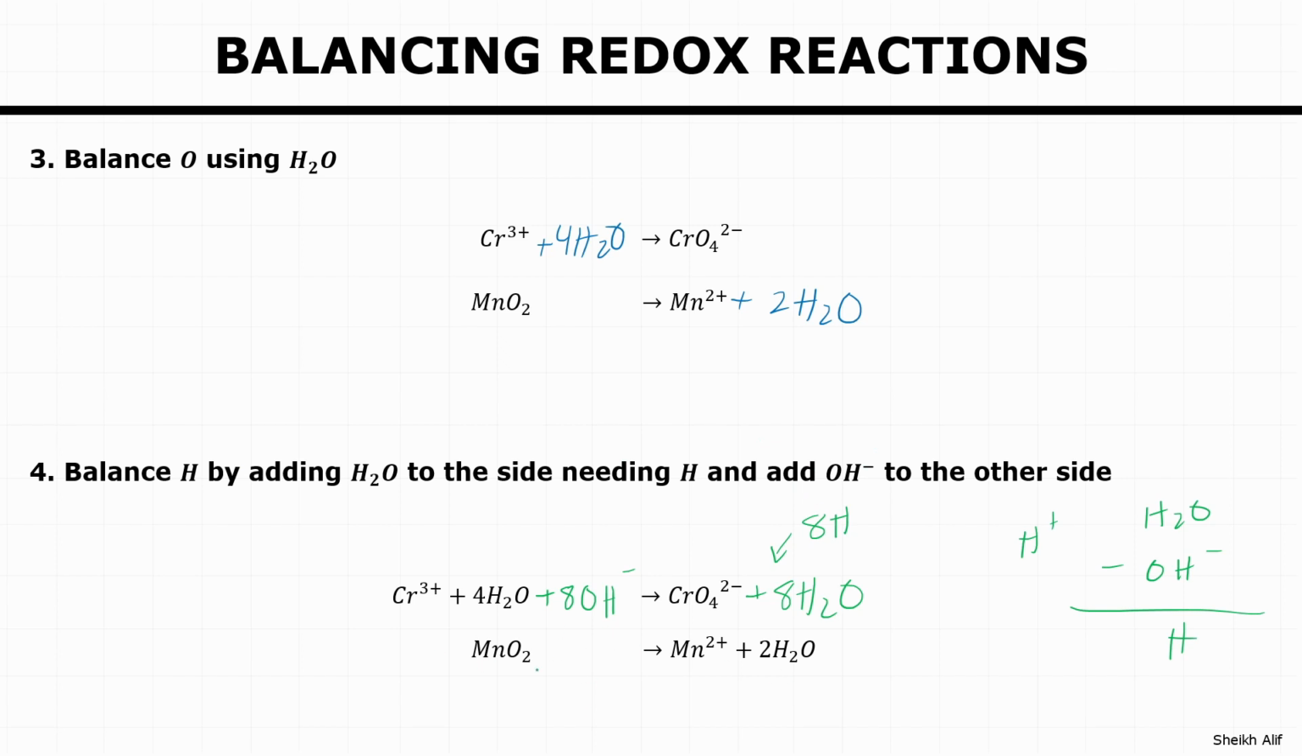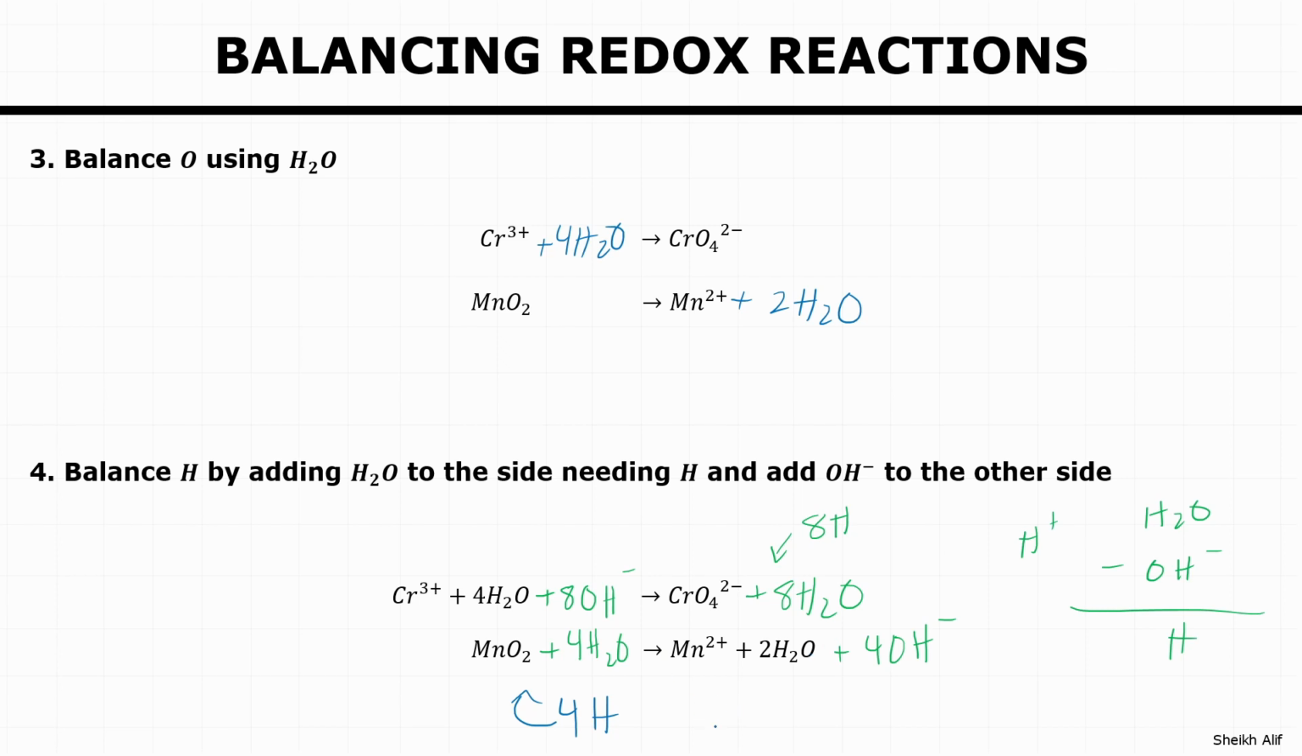Let's do it again for the second half reaction. On the left-hand side, you have no hydrogens. On the right-hand side, you have 4 hydrogens. So let's add 4 waters on the side needing hydrogen, and then on the other side, let's add a hydroxide. So what this effectively does is that it adds 4 hydrogen atoms to the reactant side. That's all that it's effectively doing.